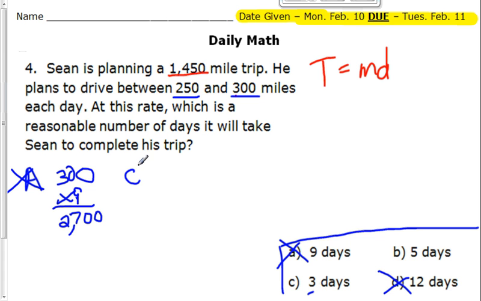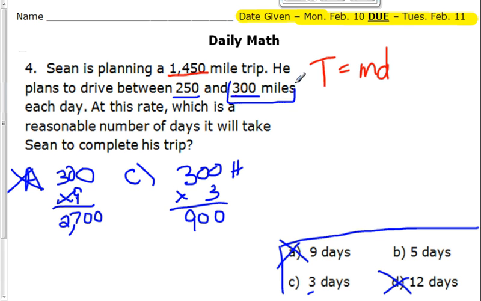So if I look at choice C, and I take my high mileage of 300, 300 times 3 days. Ignore the zeros. 3 times 3 is 9. How many zeros do I put back on? 2. Now remember, 300 was the high mileage per day. That is not going to be enough because he went 1,450. So C does not work. So the only answer it can be is B.